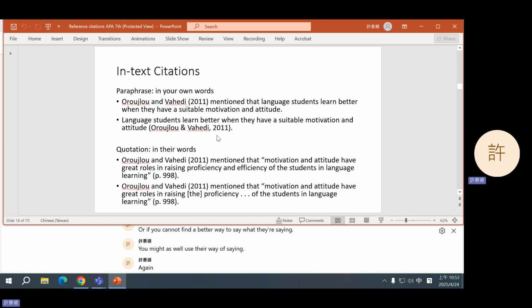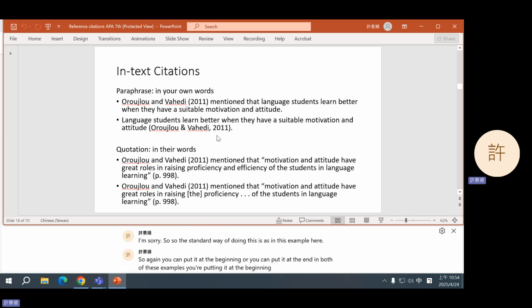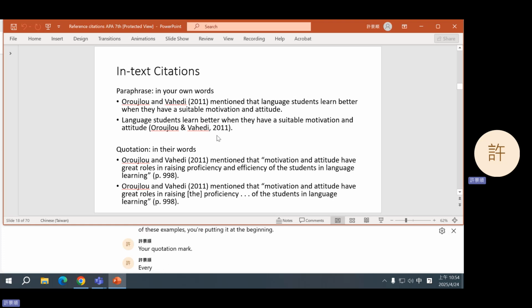Again, there are two things you can do. So the standard way of doing this is as in this example here. So again, you can put it at the beginning or you can put it at the end. In both of these examples, you're putting it at the beginning. Your quotation mark, every word in between your quotation marks must be exactly the same as in the original source. Basically, if it's inside of quotation marks, it's basically just copy and paste. You cannot change anything.